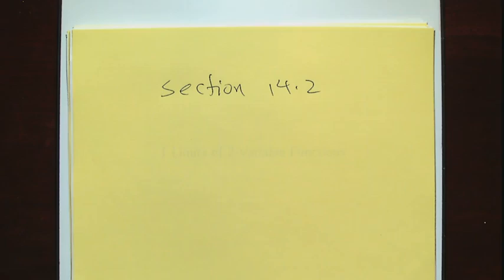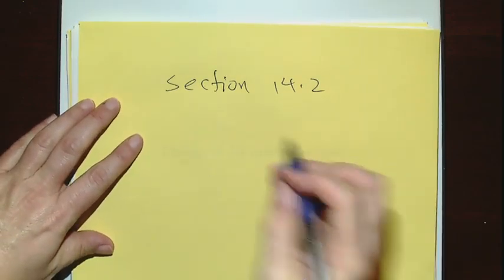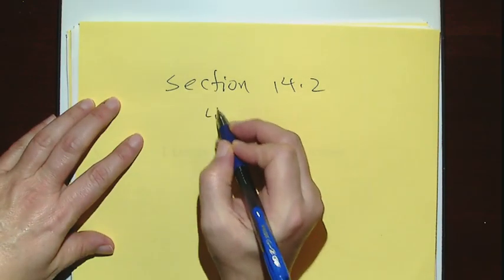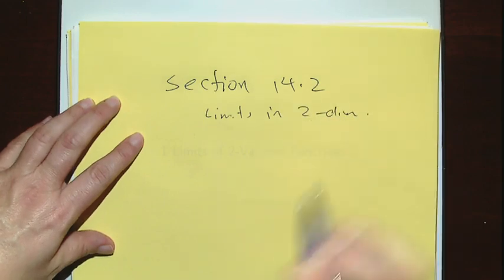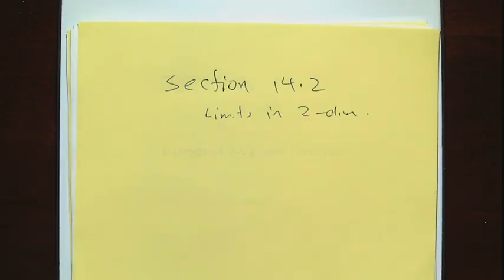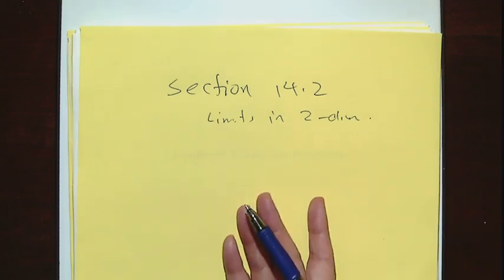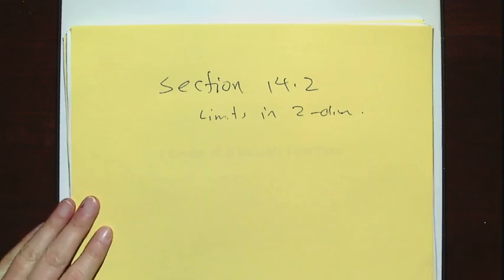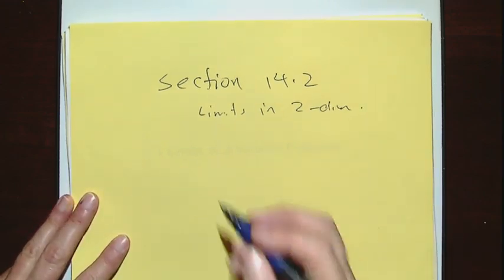There were a few pre-lecture videos for 14.2 to remind you of limits in one dimension. 14.2 is limits in two dimensions. Limits in three dimensions follows loosely from what we have in limits in two dimensions. Fair game?